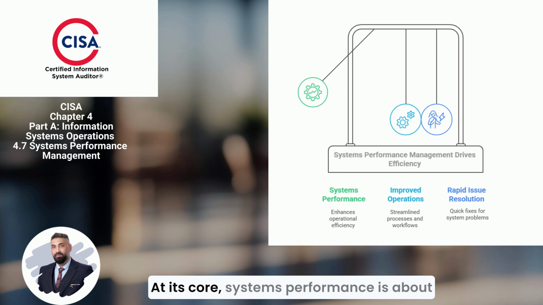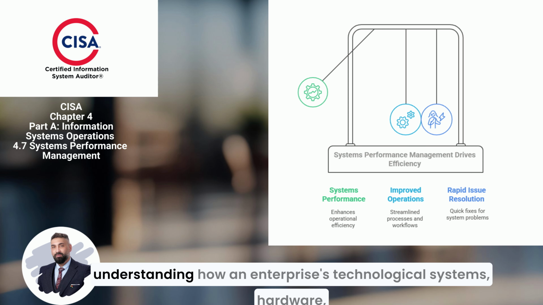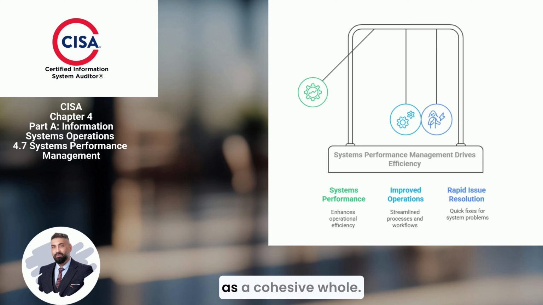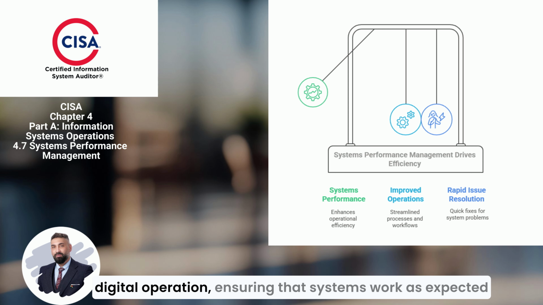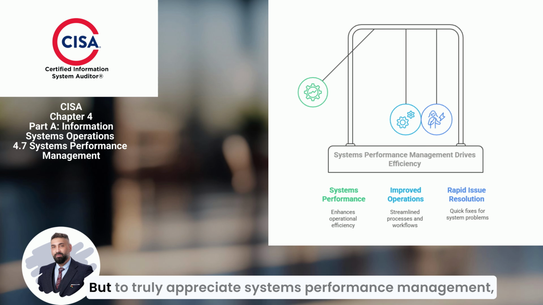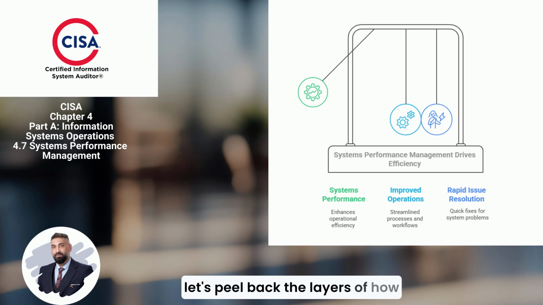At its core, systems performance is about understanding how an enterprise's technological systems, hardware, software, and the connections between them function as a cohesive whole. Think of it as the lifeline for every digital operation, ensuring that systems work as expected and that issues are swiftly addressed. But to truly appreciate systems performance management, let's peel back the layers of how such systems are structured and function, starting with the heart of every modern computer, IS architecture.